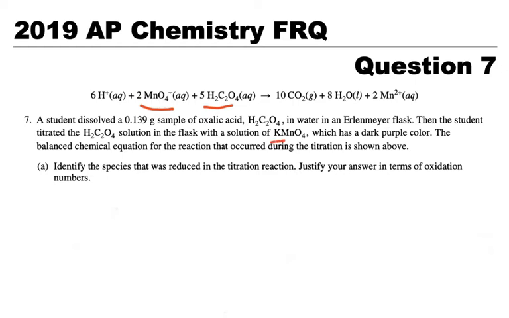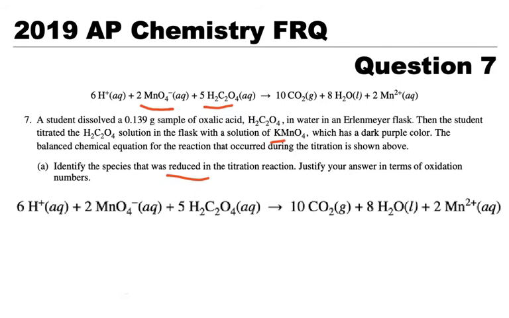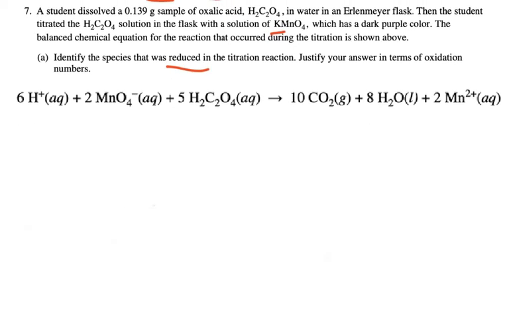Now the potassium is a spectator ion, so it was canceled out. Identify the species that was reduced in the titration reaction. Justify your answer in terms of oxidation numbers. So what we're going to want to do here is to look at this reaction a little more closely. And so I've kind of moved it here.